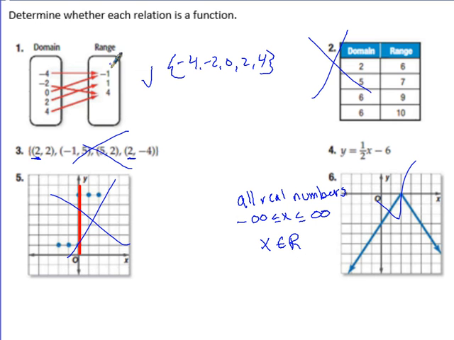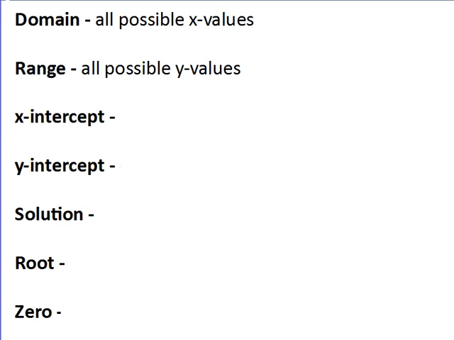It would be the same for the range. You would just list the y values, list every y in the ordered pair. If we look at a graph, you're looking at vertical, so does it go up forever, does it go down forever? This graph goes down forever, but it can only go up to 0, so I would have to say y is less than or equal to 0. That would be the range of that function.